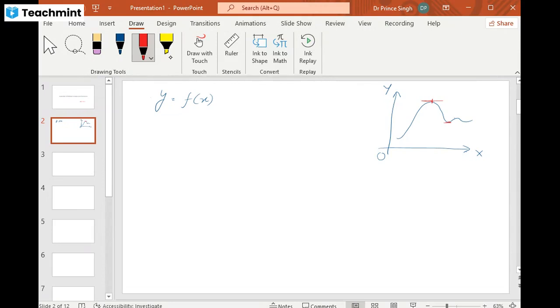Similarly, this is also a point of relative maxima, and this is also a point of relative minima. But how do we say that this is a point of relative maxima or relative minima? Firstly, we need to understand the concept of increasing and decreasing functions. Firstly, we'll discuss monotonically increasing functions.